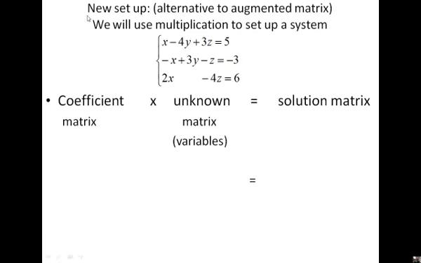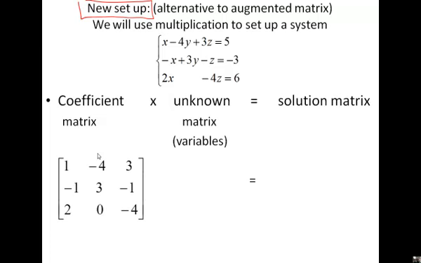So now we have a new setup. This is an alternative to an augmented matrix. What we're going to do is we're going to use multiplication to set up a system. So using multiplication, we're going to be using a coefficient matrix, just like the augmented, but this time we're going to actually use our variables in it, and then equals a solution matrix. So what I'm going to do is I'm going to use our coefficient matrix. These are our unknown variables that we're trying to solve for, and there's our solution matrix.